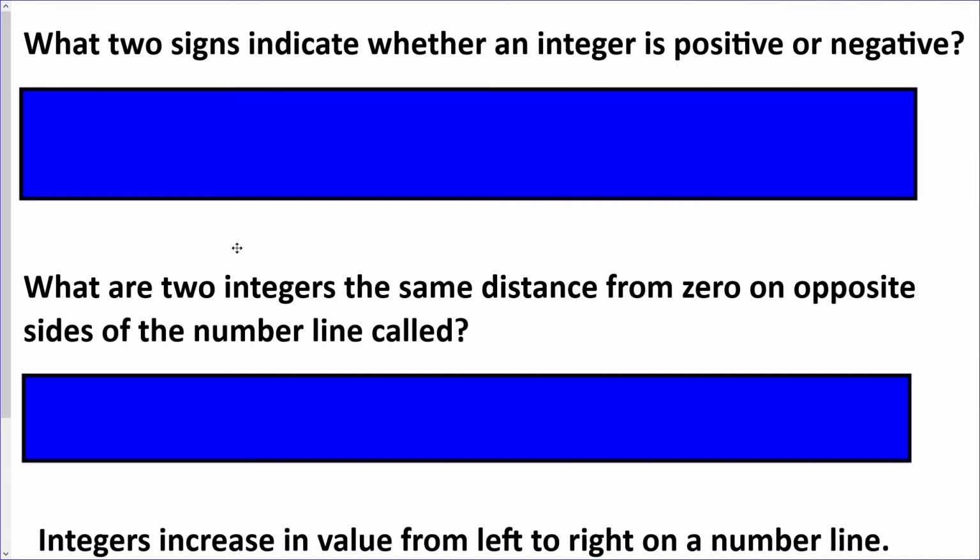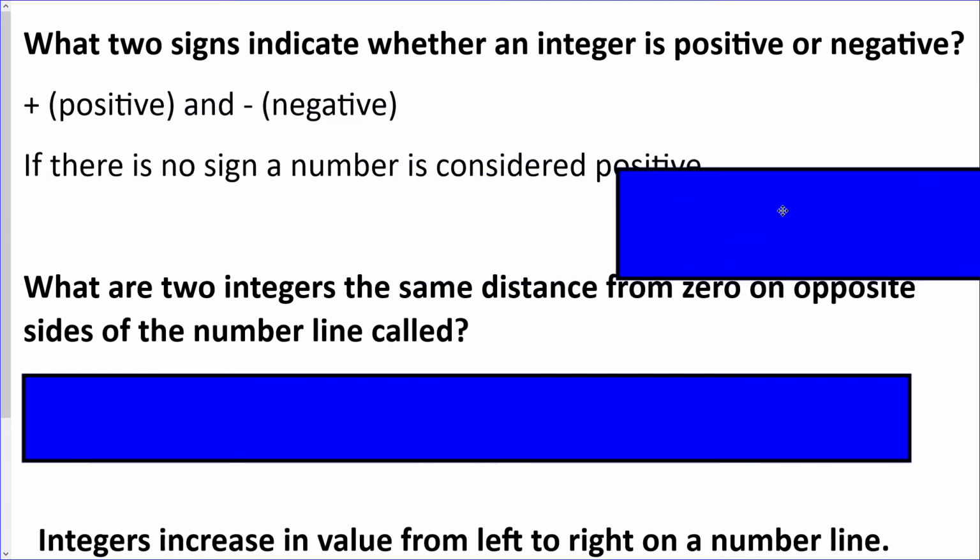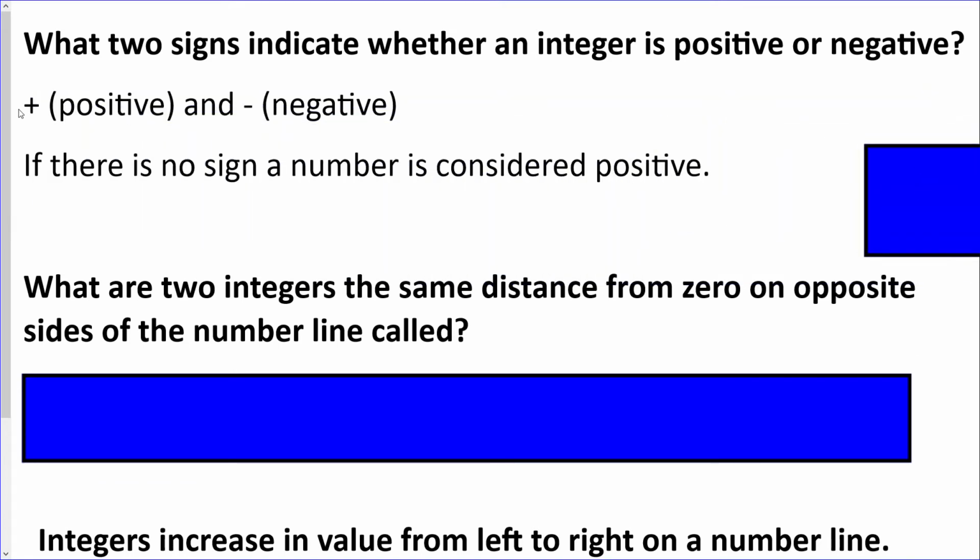Now, what two signs indicate whether an integer is positive or negative? I think you probably already know this one, but I'll put it up here anyways. So a plus sign for positive, negative sign for negative, and if there's no sign, then a number is considered to be positive. Okay, so if you don't write anything in front of it, and I'll just give you a quick example here. So that would be considered the same as this. Okay, so we have positive 5 with the plus sign here. 5 without any sign at all, so it's considered positive 5.